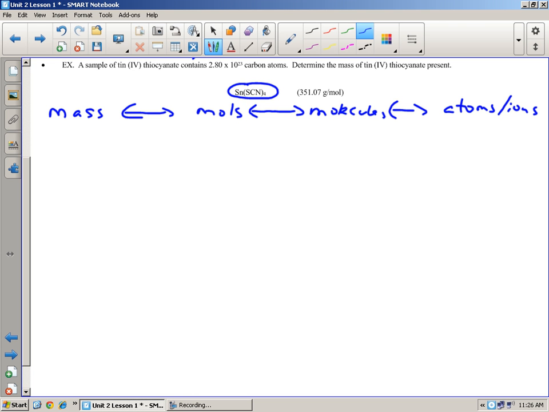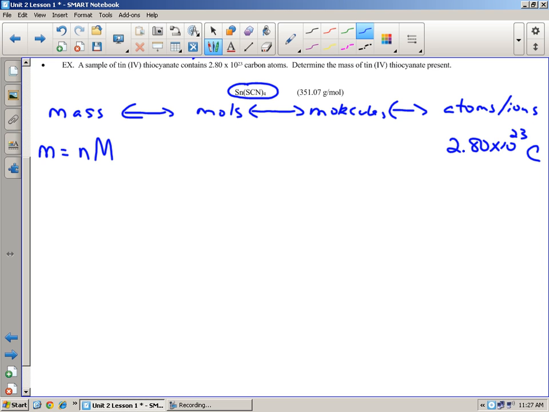Now, if I had 2.80 times 10 to the 23 carbon atoms, I put that over here. That's how many carbons I have. I want to find the mass of tin(IV) thiocyanate. So if I'm looking for the mass, there's two things I need to know. I need to know n. Before I get to that, I'm only talking about carbon atoms right now. I want to find the entire mass of tin(IV) thiocyanate present.